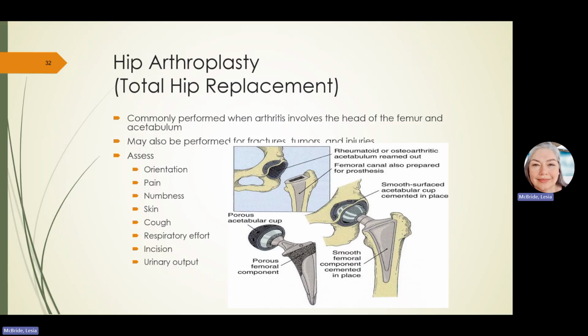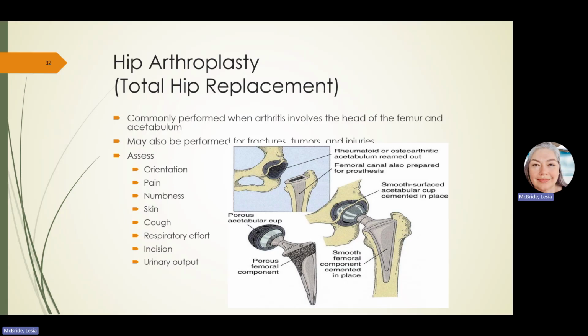Okay, hip arthroplasty. Let's just change our focus here. We're talking about total hip and knee surgeries. It's commonly performed with arthritis. It involves the head of the femur and the acetabulum, which is the joint where the ball of the femur fits into. They may have a hemiarthroplasty where they're just replacing the ball joint that goes down the stem of the femur, or they may have to replace both the acetabulum and the stem.